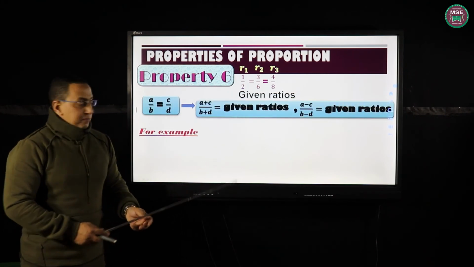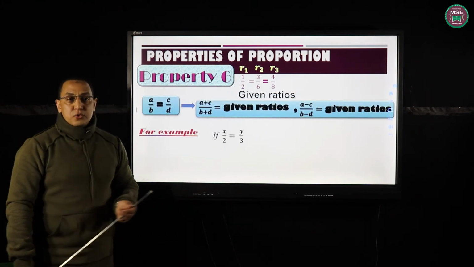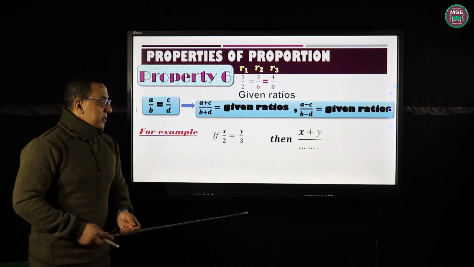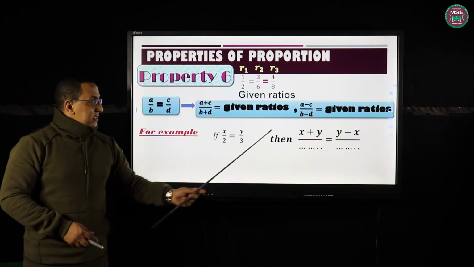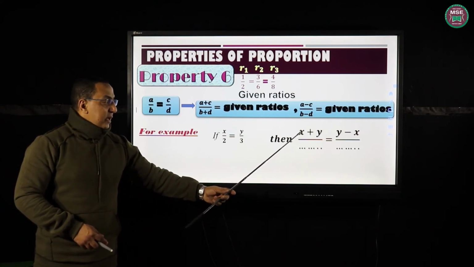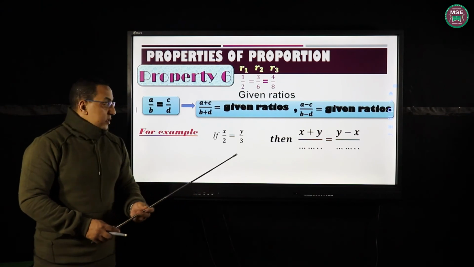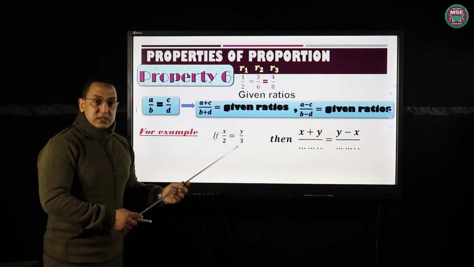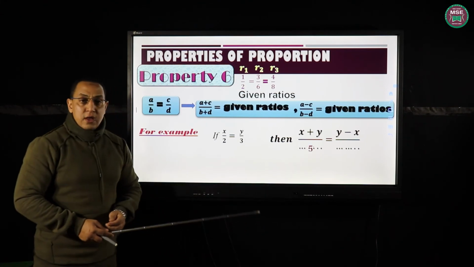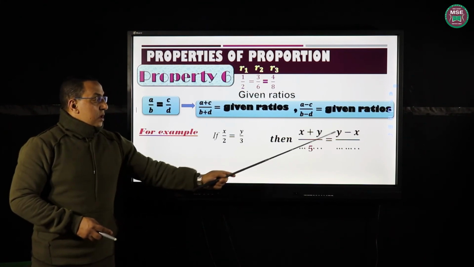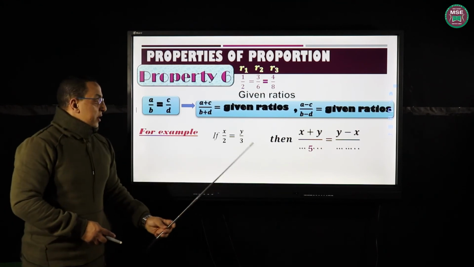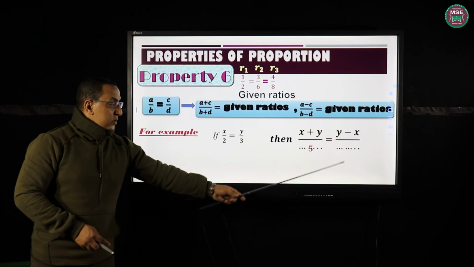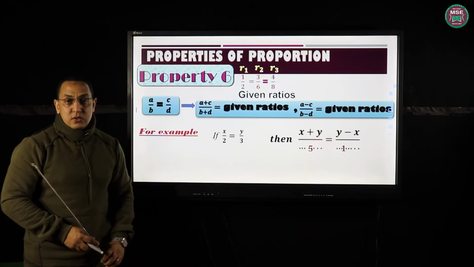Okay, for example, if I have x over 2 equals y over 3, and he asked me to complete this one, x plus y. The change here is that I added x and y, so I'm going to add 2 and 3 down. 2 plus 3 equals 5. So here we have 5. And also y minus x, so I'm going to subtract y minus x, 3 minus 2 equals 1, so the answer here is 1.